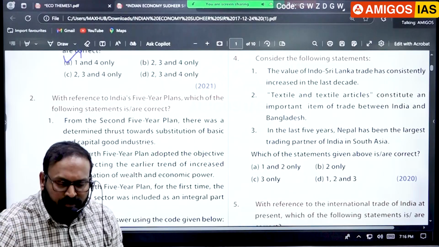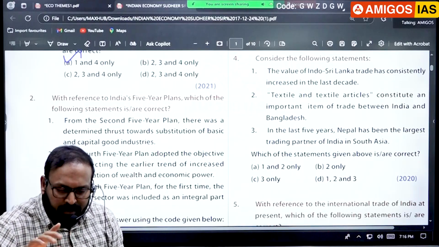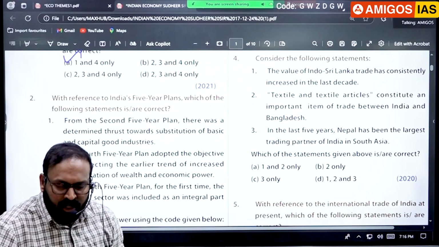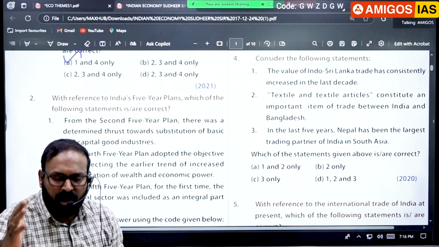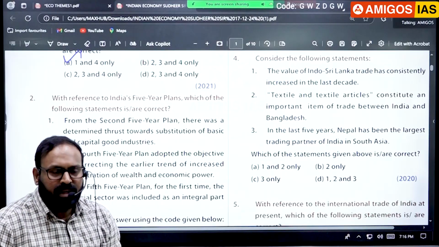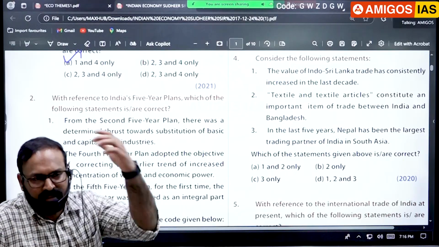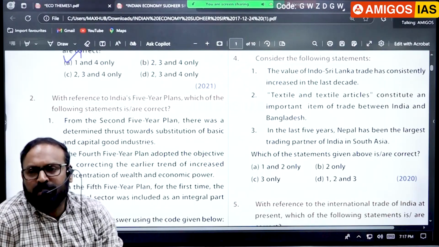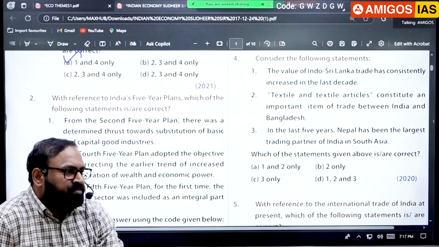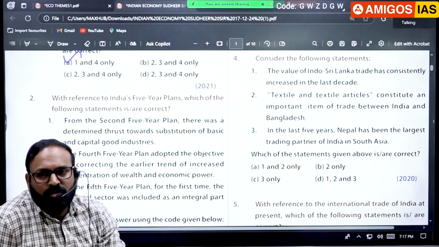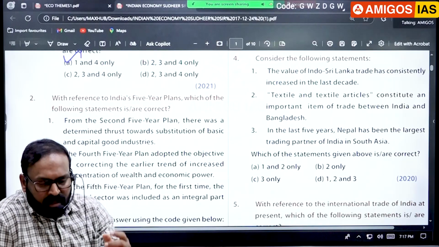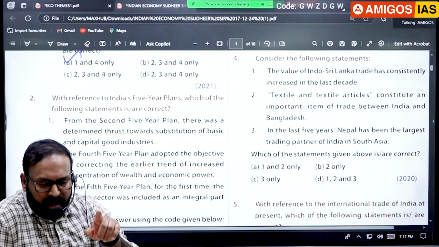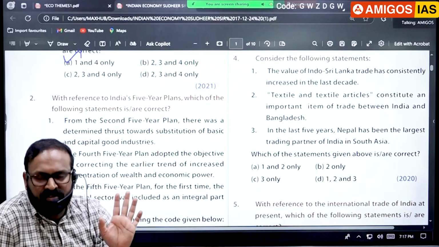Come to the second one. If rupee is rapidly depreciating, RBI is likely to sell dollars in the market. Why? Can anybody explain this? Very interesting concept. Application of rupee appreciation and depreciation. No. Look into the statement. Rupee is rapidly depreciating, right? And RBI is likely to sell dollars in the market.